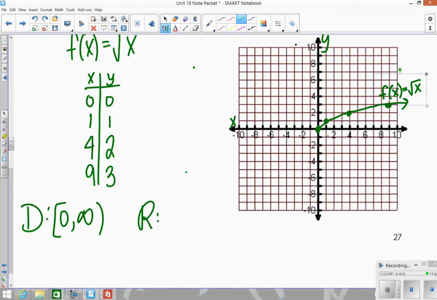And the range, well, you're never going to have anything lower than 0, because that's the minimum point you can plug in. So 0 up to positive infinity. Now, it's kind of hard to believe that this goes up to positive infinity, but it will. It just keeps growing really, really slow.